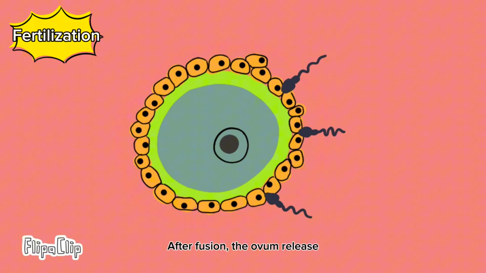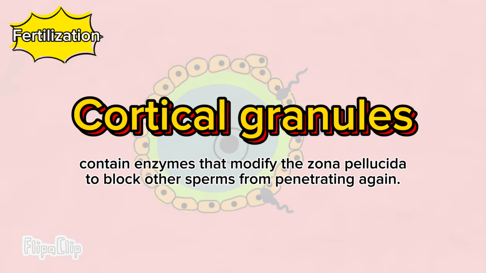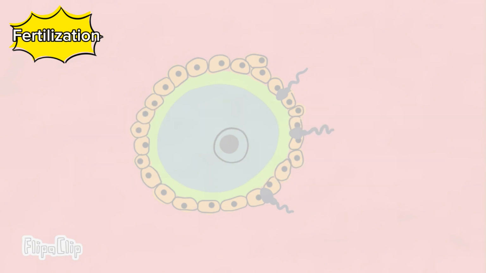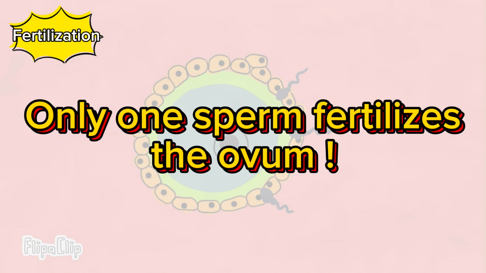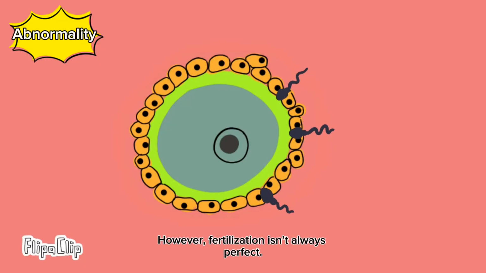After fusion, the ovum releases cortical granules, which modify the zona pellucida to prevent other sperm from entering. This ensures that only one sperm fertilizes the ovum. However, fertilization isn't always perfect.